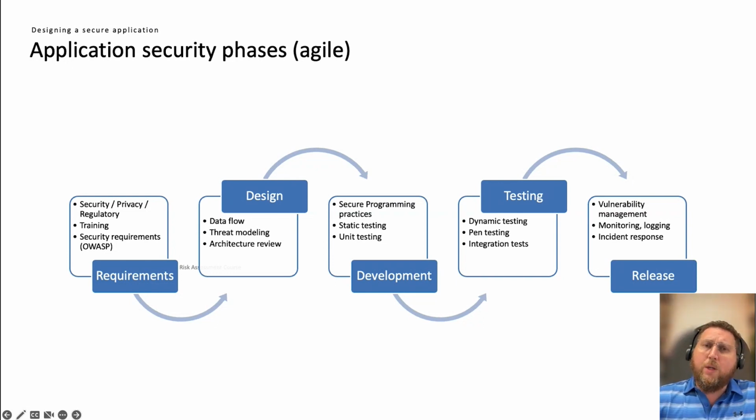Then you'd move into your designs, where you need to understand how the data flows through the application. Because again, the threat modeling also revolves around data flows. You need to protect the data as it moves. And what do you need to protect? This is where the threat modeling comes in.